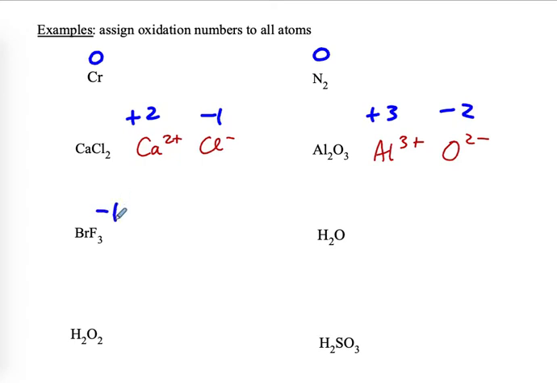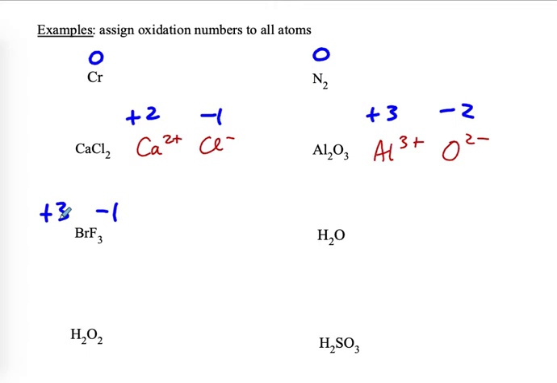To assign the oxidation number on bromine, we will use the final rule, which is that the sum of the oxidation numbers of every atom in the formula must be equal to the overall charge. Because it is a neutral molecule, the overall charge is 0. In order for that to be the case, bromine must have an oxidation number of +3. +3 from bromine plus 3 times -1 from fluorines equals 0, which is the overall charge.